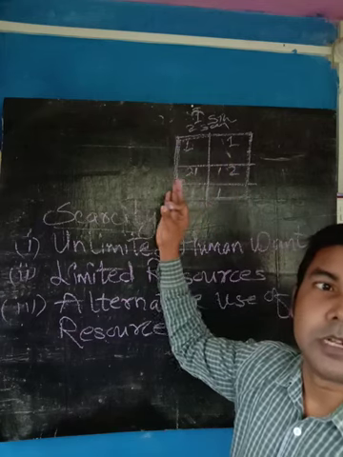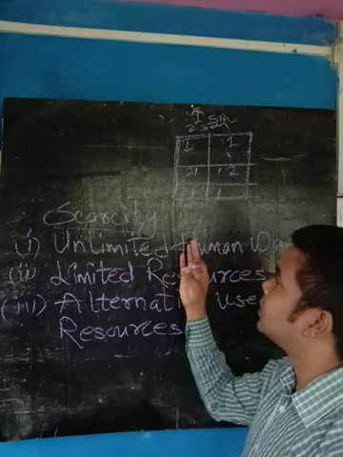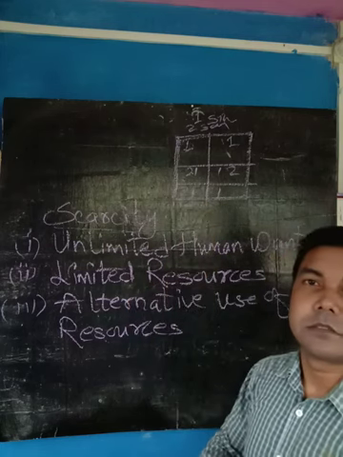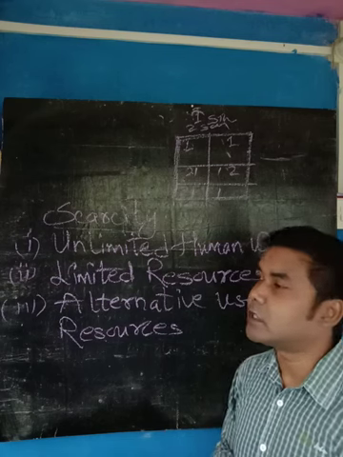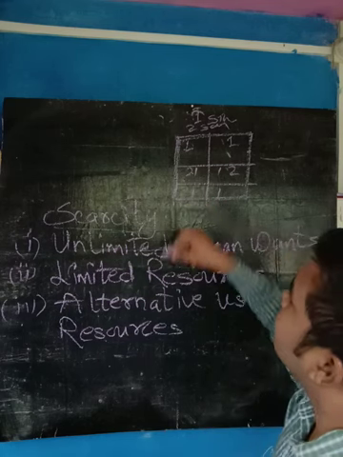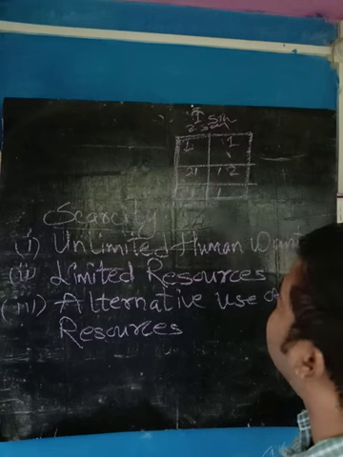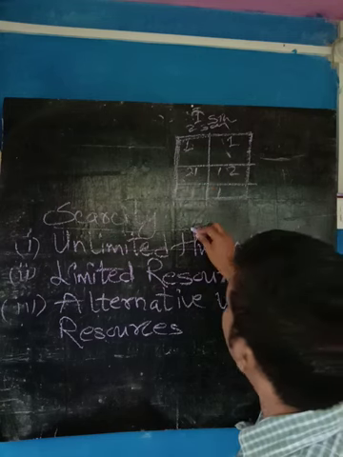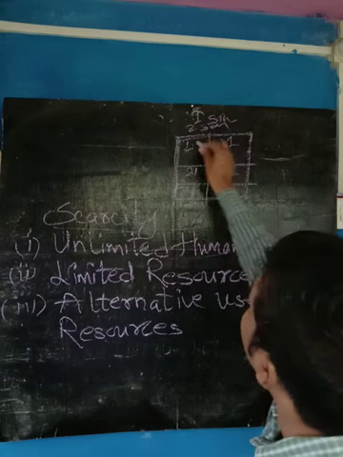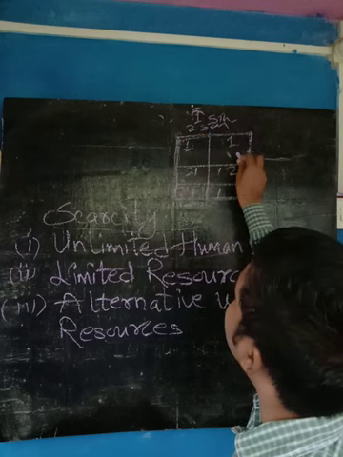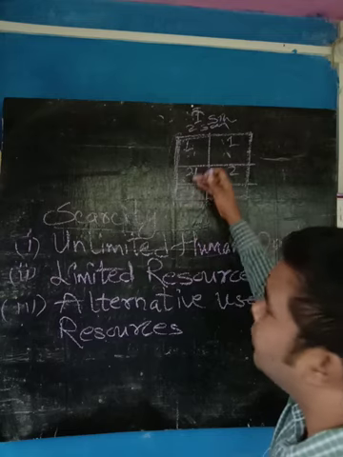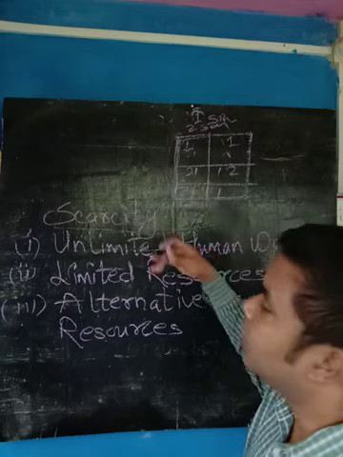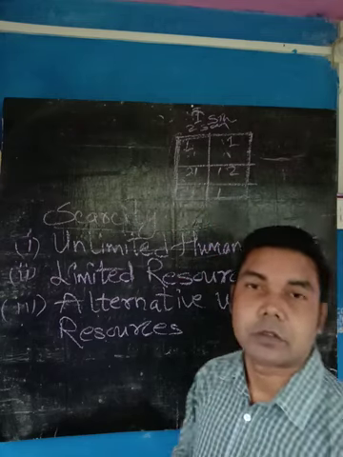So when the land is fragmented, what is happening? The available resources is decreasing. So this is what we say: because of unlimited human wants, the resources is becoming limited, small, day by day. And the more the population increases, the more it will decrease day by day.